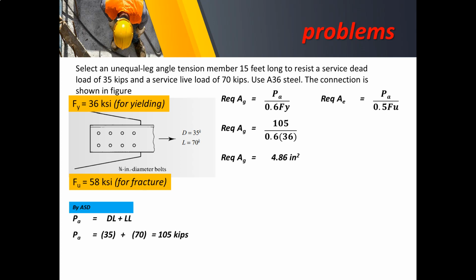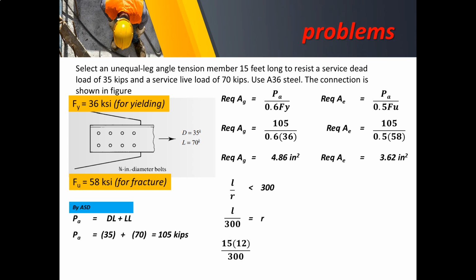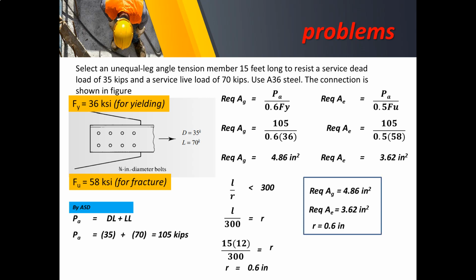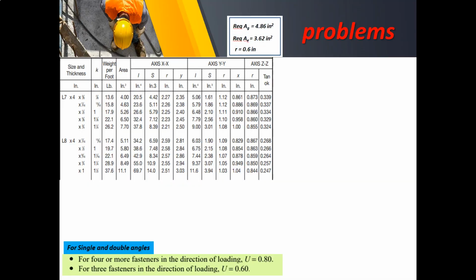For the required effective area here, we perform the equation PA all over 0.5 FU and then arrive at 3.62 square inches. Again, we will derive our required radius of gyration. We'll have 0.6 inches. So to summarize, we have these values. The required AG, 4.86. The required effective area, 3.62. And the minimum radius of gyration of 0.6 inches. Now we refer to table.